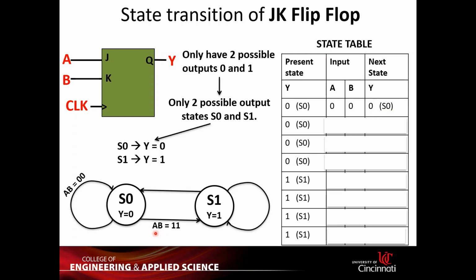Likewise, when you have A and B both equal to 1, so AB equals 1 1, in that case you flip the value, right? When you flip the value, you transition from S0 to S1. So you have this state right here. Then, if you have AB equals 0 0, keep the value, so S1 stays S1, right?